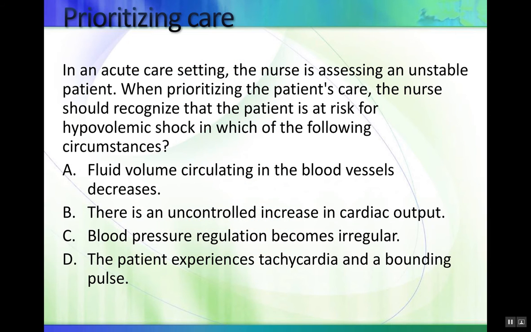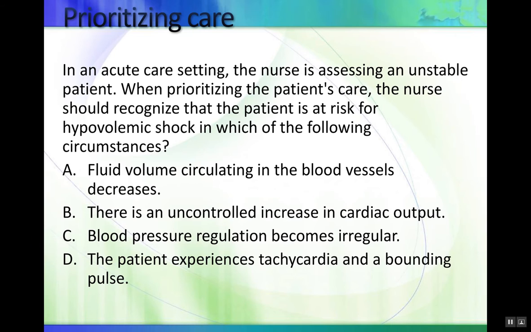So in the acute care setting, your nurse is assessing an unstable patient. When prioritizing the patient's care, the nurse should recognize that the patient is at risk for hypovolemic shock in which of the following circumstances. And it's A, your fluid volume circulating in the blood cells decreases. So we are looking at it starts on page 295. So again, it's the most common type of shock characterized by your decreased intravascular volume, which is your answer A.